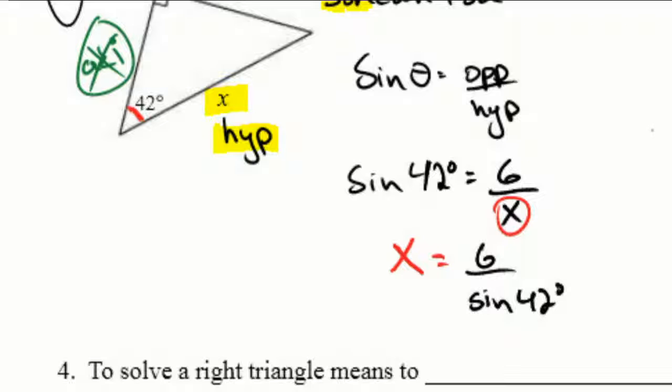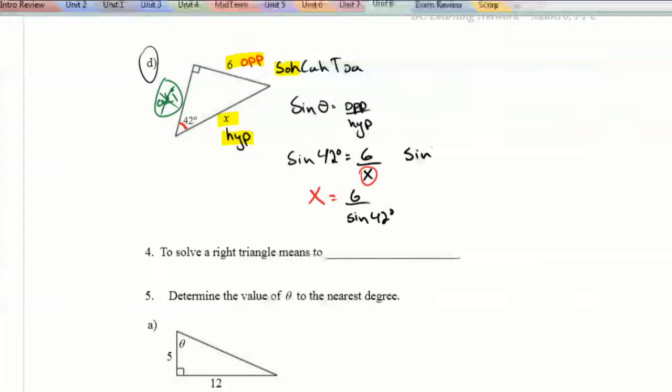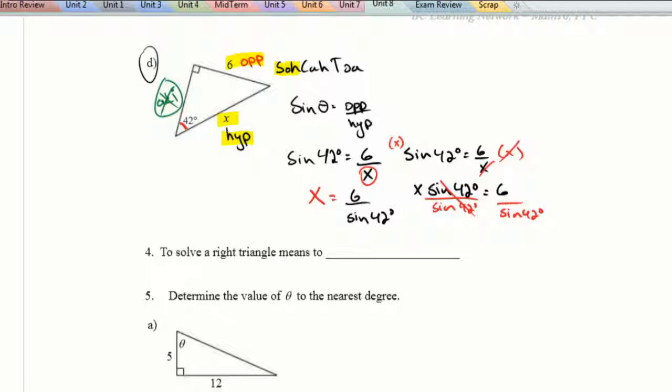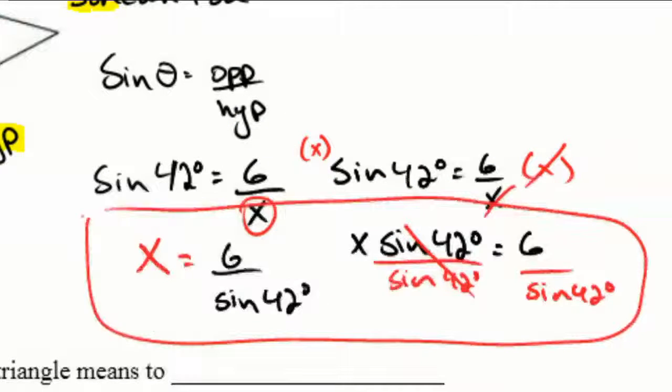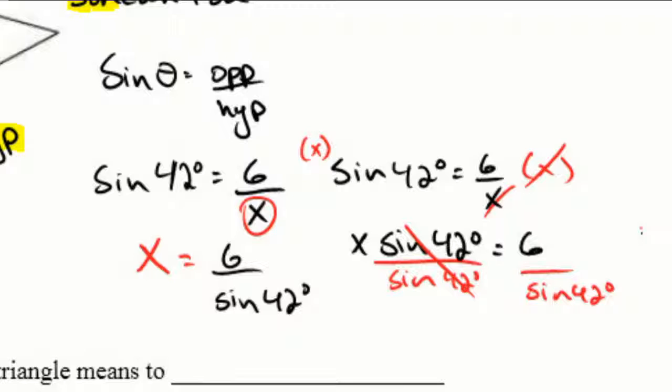So maybe over on the side here, I'll just rewrite it. Sine of 42 degrees is 6 over x. Multiply both sides by x, because that's going to divide out on the right and move it to the top on the left. So now I have x times the sine of 42 degrees is equal to 6. I divide both sides by the sine of 42 to get x by itself. And you'll notice that we've ended up at the same spot with both of these. So the x just switches places with that 42.